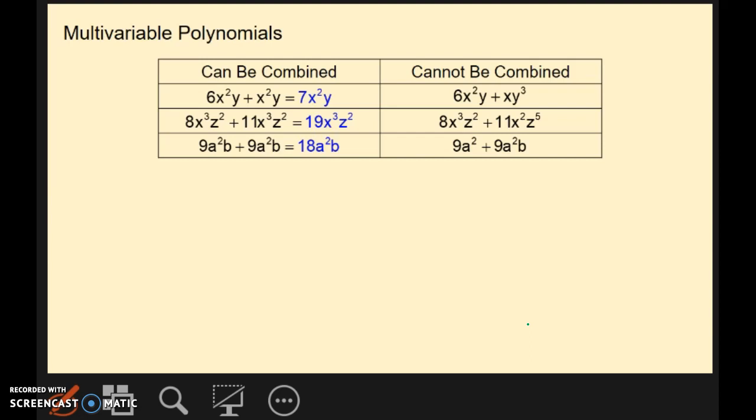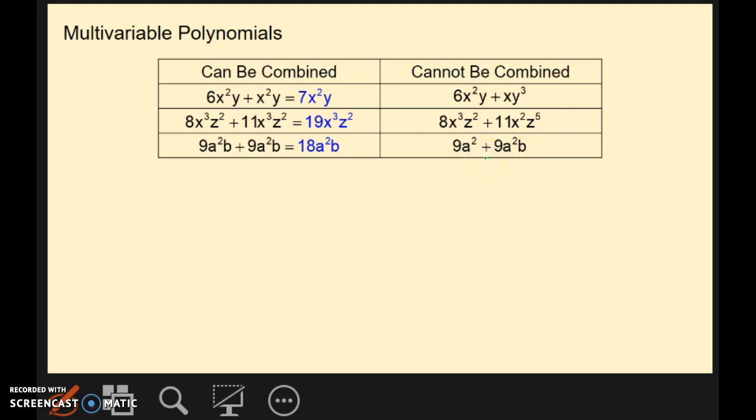The ones that we can combine, we can do so because the variables and the exponents are the same for each of the pieces of the term. Looking at the first one, we have x's and y's. Both of them are x squared and y. Versus over here, we have an x squared and a y, but an x and a y to the third. Those are not like terms, so we can't put them together. Same thing down here, x's and z's, same variables with the same exponents on both pieces. Not over here. A's and b's are the same here, not the same over here. So we can't put those together.